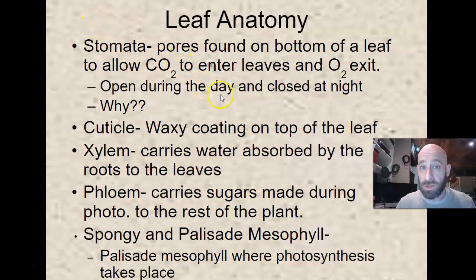That is done when we open our mouth and our lungs expand. Well, plants also need to get carbon dioxide. So how the heck do they get carbon dioxide? The way they do it is through these little openings called stomata. And stomata are pores that are found on the bottom of the leaf, and they open and close to let in carbon dioxide and out oxygen. Now, here's something that's kind of cool about stomata. They open up during the day and they close at night.